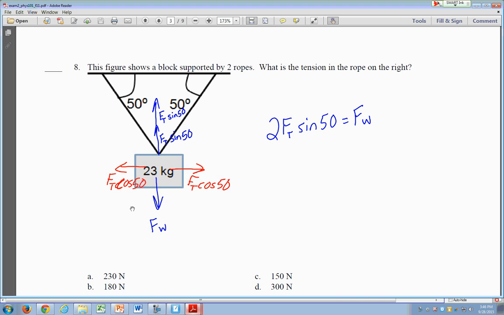but because I can say that this is equal to this, because it's stationary in the x direction, then I can further say that Ft on the left side is equal to Ft on the right side. So this just tells me that my two tensions are the same. That should be sort of intuitive to you, because these angles are the same. Hopefully that's intuitive, that those forces are also the same. And then I just solve this for Ft. 230 newtons over 2 sine 50. You had a homework problem basically identical to this.